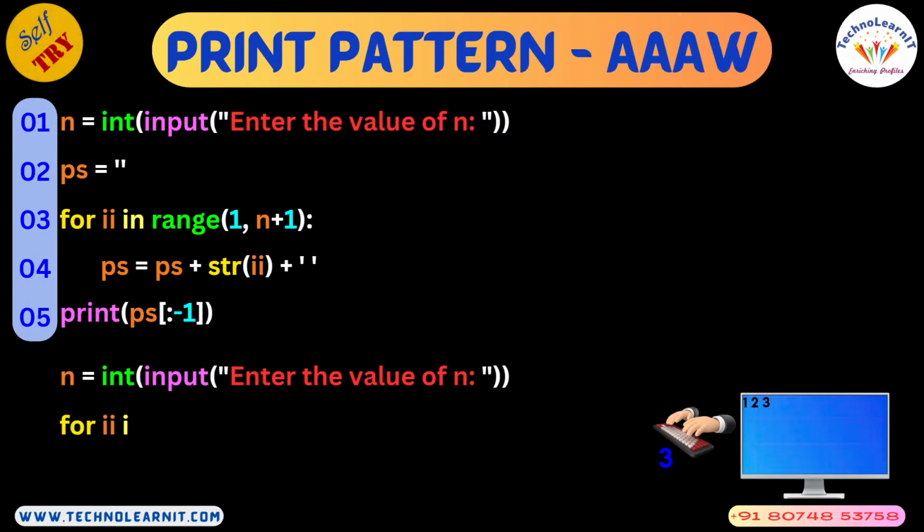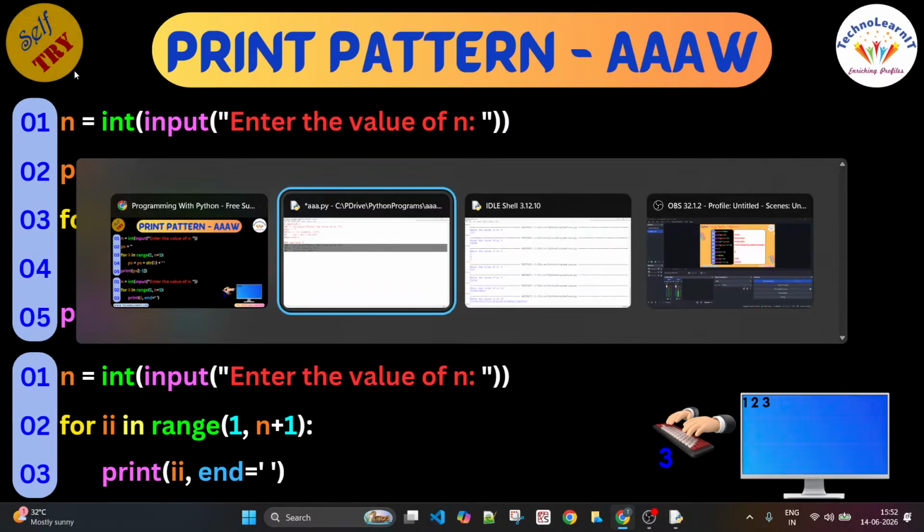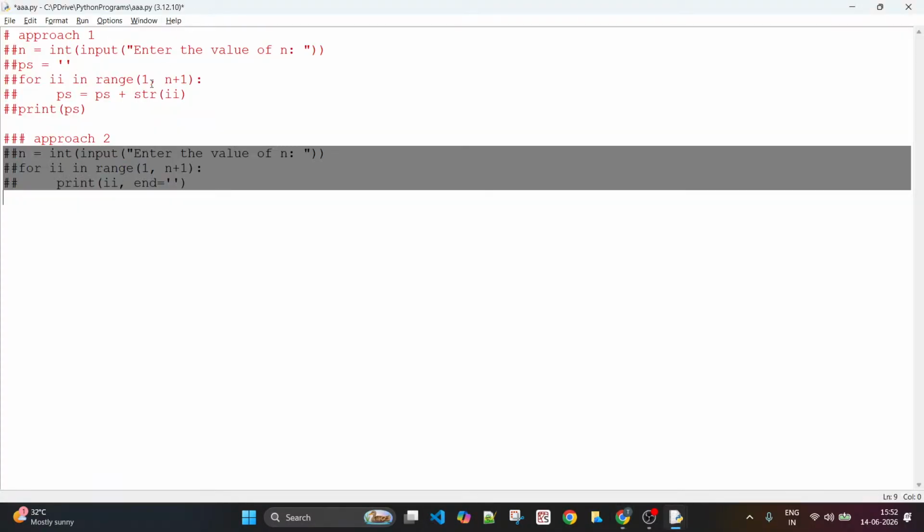Read the input as an integer, use the same range function, every time you print i value, and make sure your end has been assigned to a single space string. Makes sense. So 1 will be printed, then space, 2 will be printed, then space, 3 will be printed, then space. Finally, you come out of the loop, and then there ends the story. Let us practice this. Quite simple. All that you need to do is to introduce space.